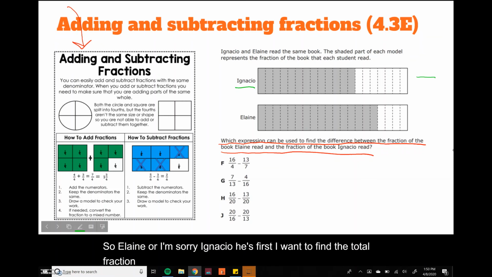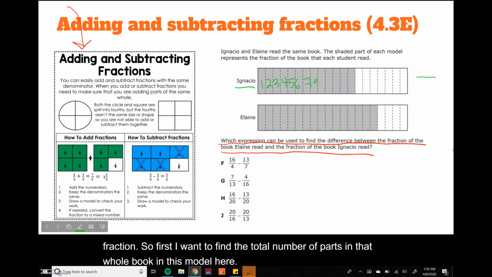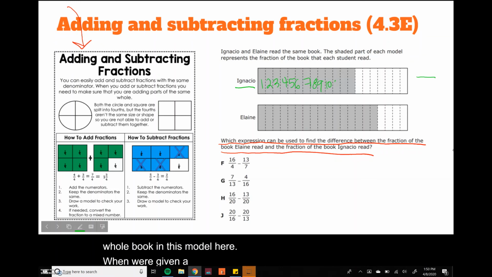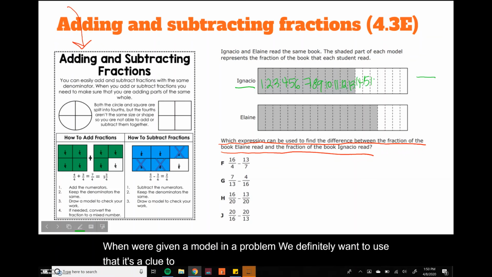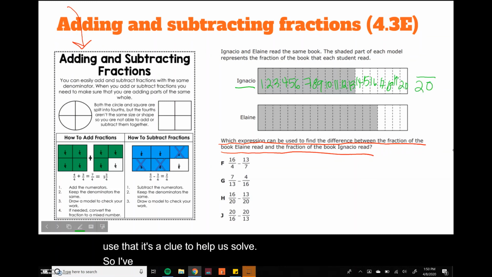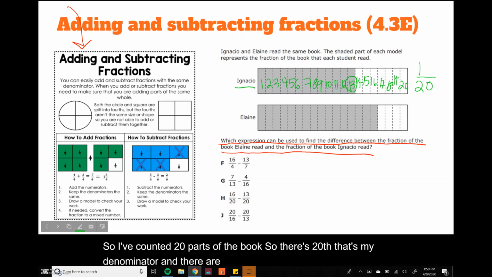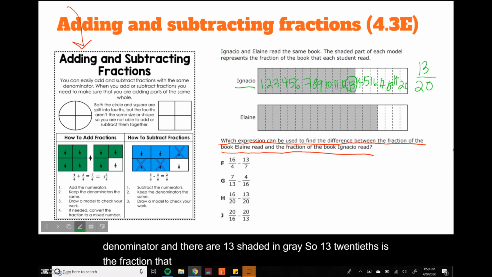So first I want to find the total number of parts in that whole book in this model here. When we're given a model and a problem, we definitely want to use that. It's a clue to help us solve. So I've counted 20 parts of the book. So there's 20ths, that's my denominator, and there are 13 shaded in gray. So 13 20ths is the fraction that Ignacio read.